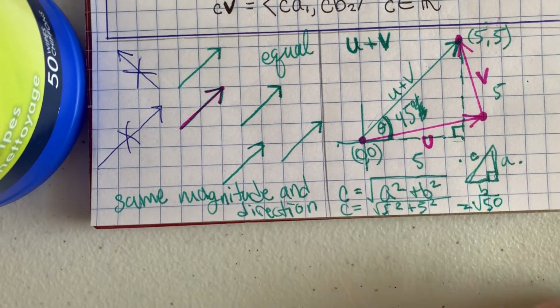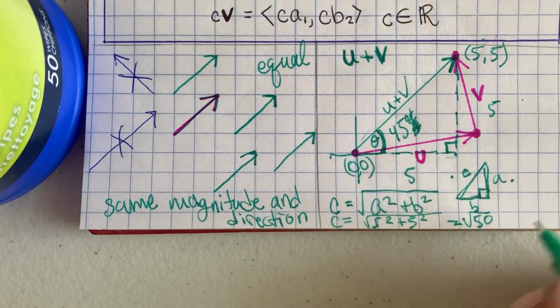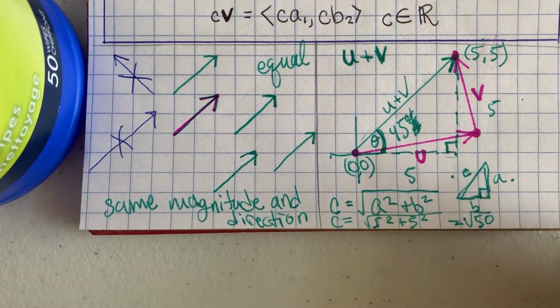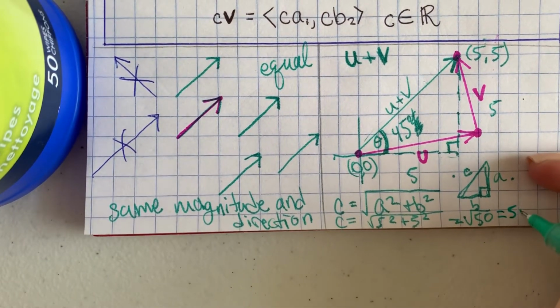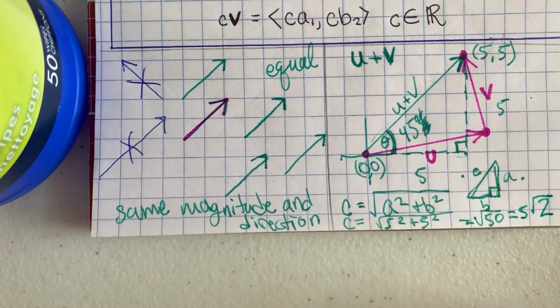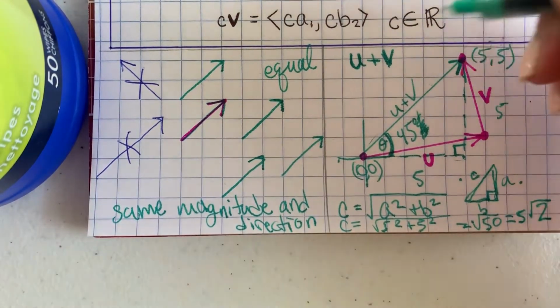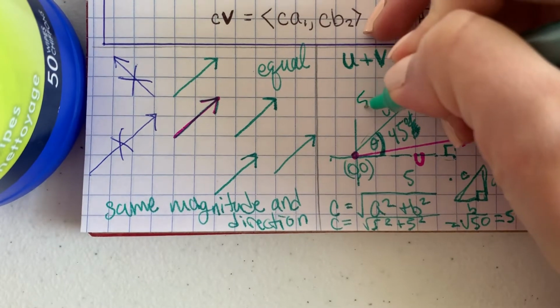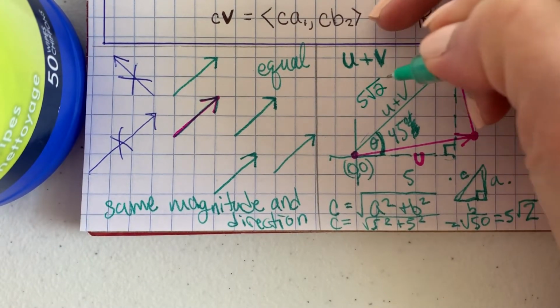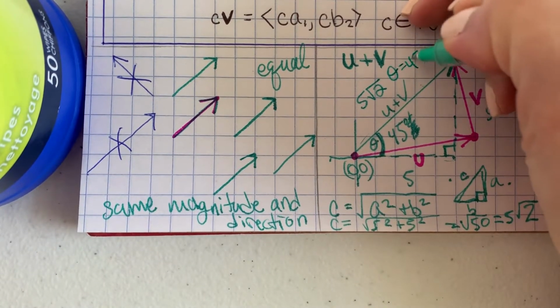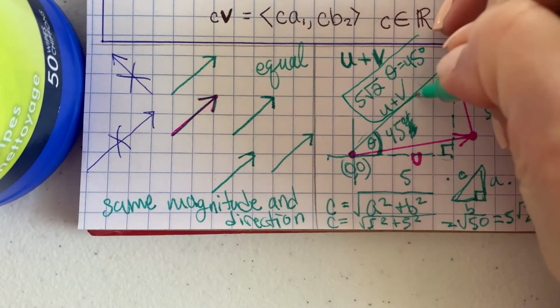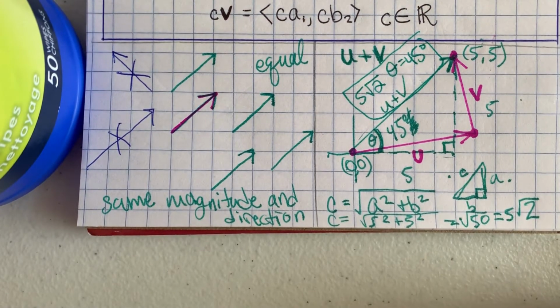We would see if there are any GCFs in there. There's 2 pairs of 5s and a pair of 2s. So that reduces to 5 radical 2. So our magnitude is 5 radical 2, and our theta is 45 degrees, and that is our u plus v. Okay.